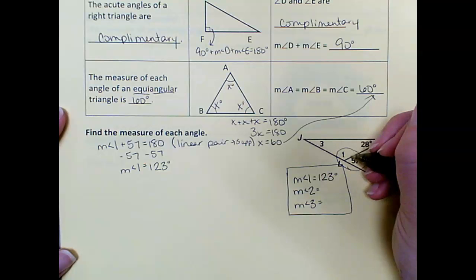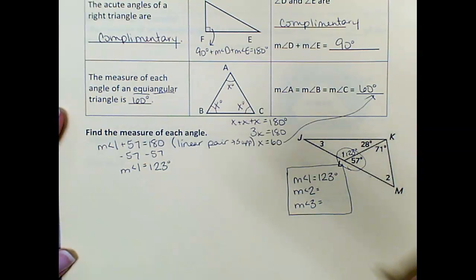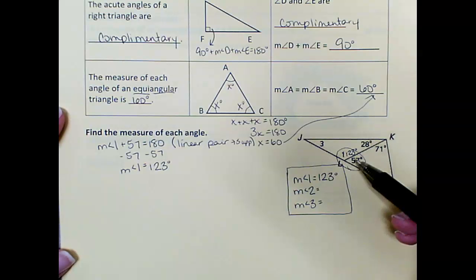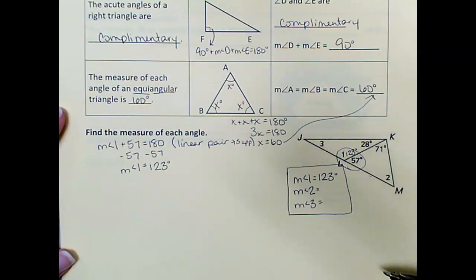Okay, so 123 degrees. Now, our notes today over angles of triangles start out with the Triangle Sum Theorem. Remember, the Triangle Sum Theorem talks about the interior angle measures of a triangle, and the sum of the interior angles of a triangle should be 180 degrees. So if I know this is 71 degrees and this is 57 degrees, whatever this is has to add to these two to be 180 degrees.